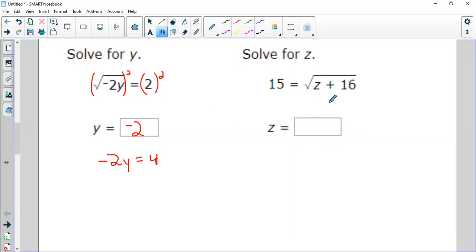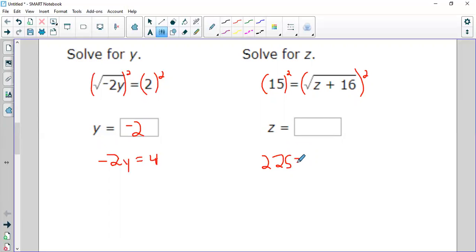All right. The radical is isolated because this +16 is inside the radical, so I don't have to do anything. I'm ready to square both sides. If that +16 was outside the radical, it would be a different story. Square both sides. 15 squared is 225.